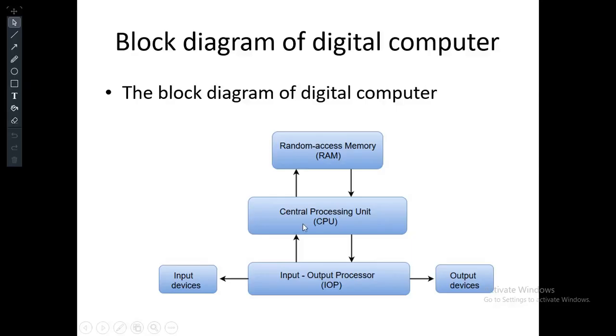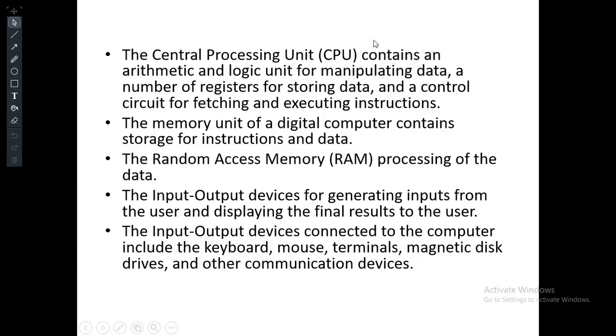So you all know the central processing unit is called the brain of the computer. RAM is used for storing memory. IO devices are used to give input and display output. This is bidirectional, that means data is shared from CPU to memory or memory to CPU. Both are possible. Then the CPU is used for performing arithmetic and logic operations, with registers for storing data, and a data circuit for fetching, and fetching means taking the data and executing it.